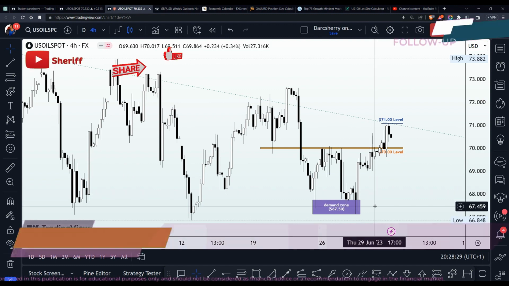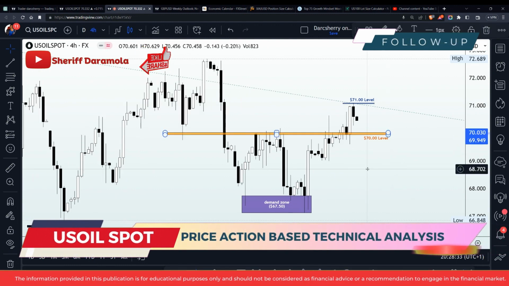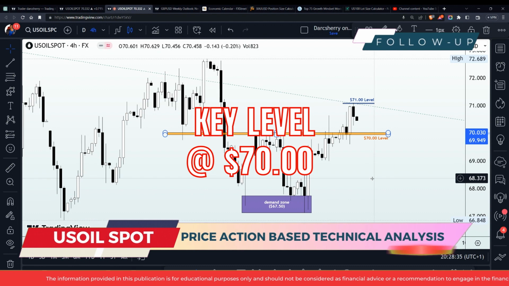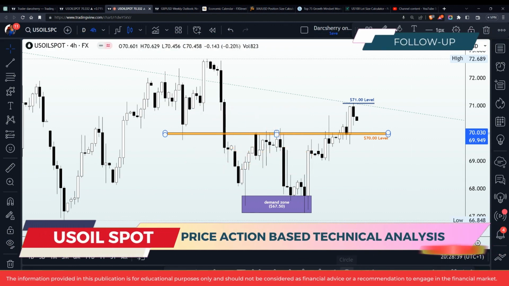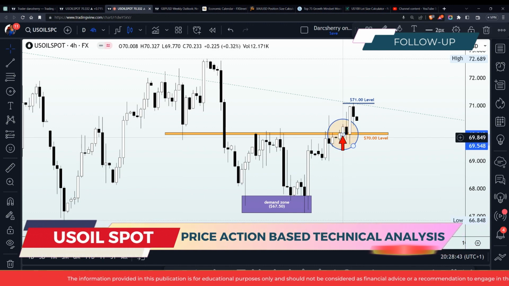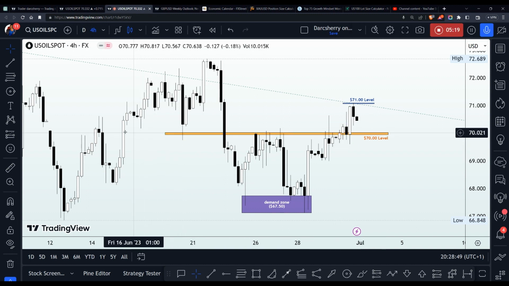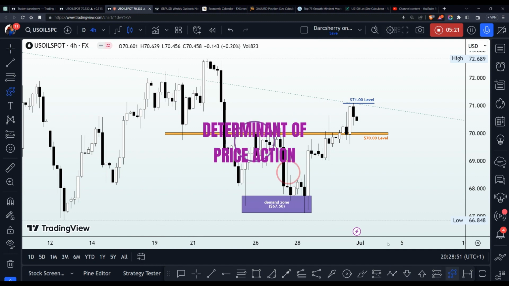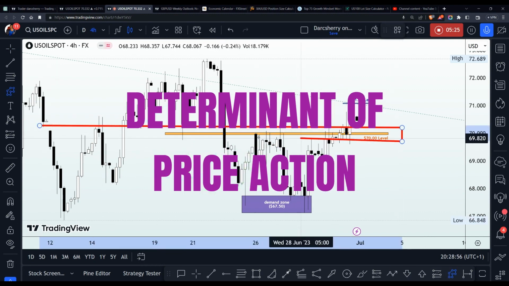And one of the important levels on the 4 hours time frame is that key level at the $70 mark, a very strong psychological area where we saw price break out of that structure on the last trading day of last week. And in fact, prior to last week's trading session, we have seen that same level as being a major determinant of price action in this current market structure.